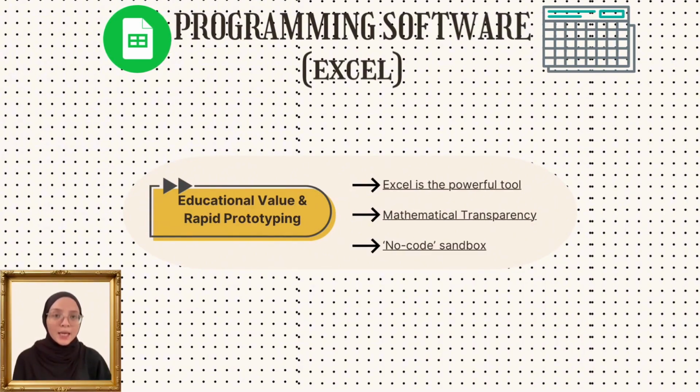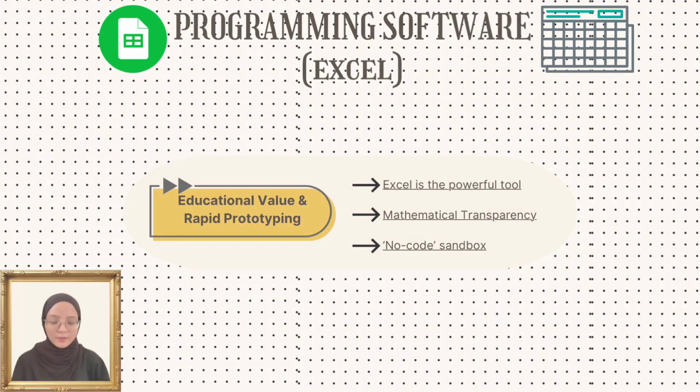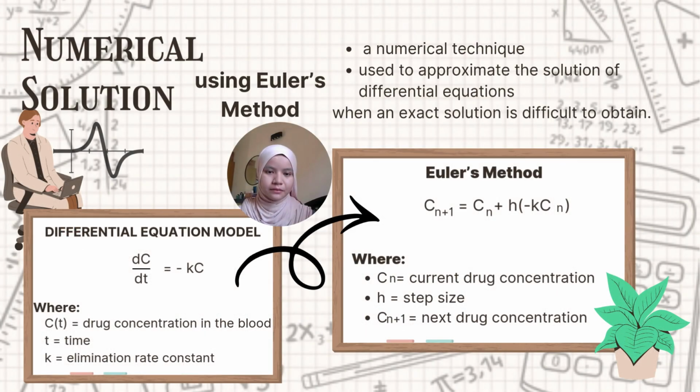For prototyping, Excel is a no-code sandbox. We can instantly test what-if scenarios like changing a dose or a patient's clearance rate and see the graph update in real time without rerunning any scripts. This makes it a perfect tool for building a quick interactive proof of concept. Okay, next, I will present a numerical solution for a differential equation using Euler's method.